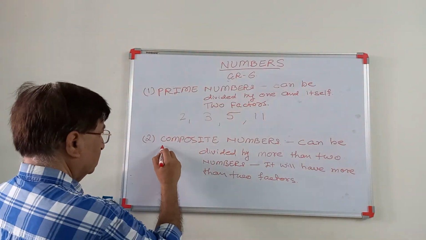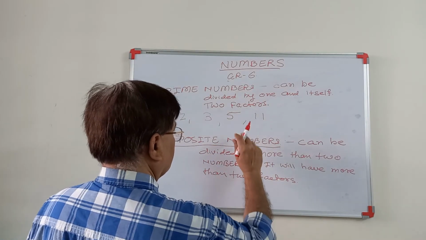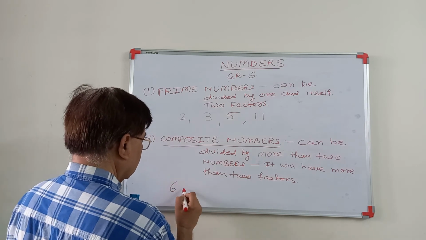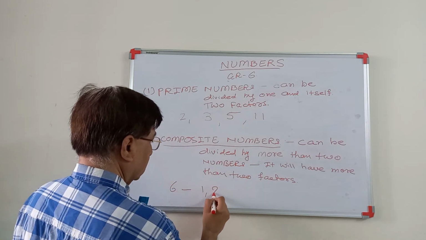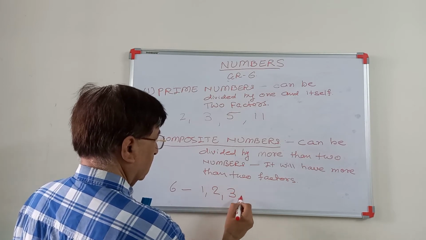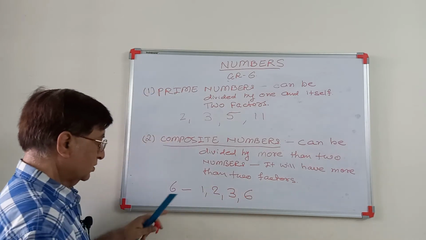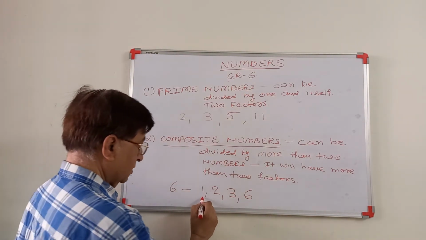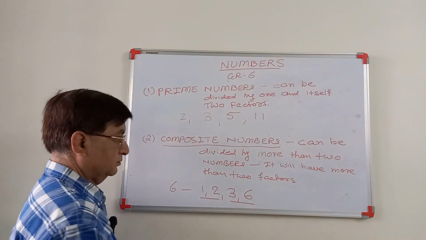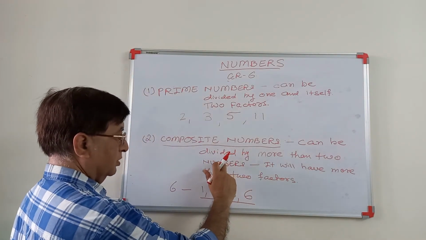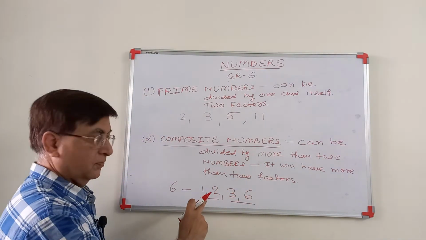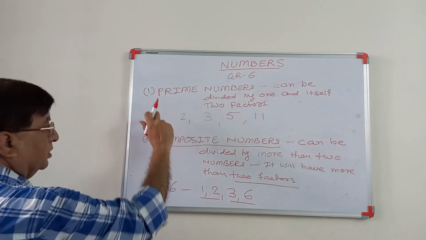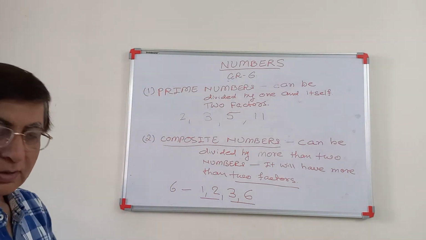Composite numbers. Composite numbers are numbers which can be divided by more than two numbers. So for example, 6. 6 can be divided by 1, it can be divided by 2, it can be divided by 3, it can be divided by 6. So 6 can be divided by all these numbers. So 6 is a composite number. It has more than two factors. So a composite number is a number which can be divided by more than two numbers, and it will have more than two factors. So these are called prime numbers and composite numbers, right?